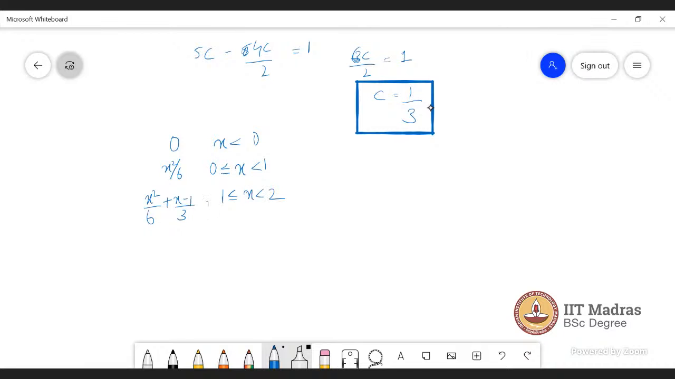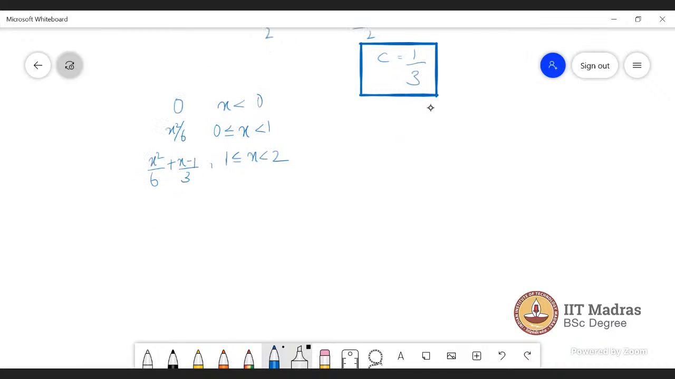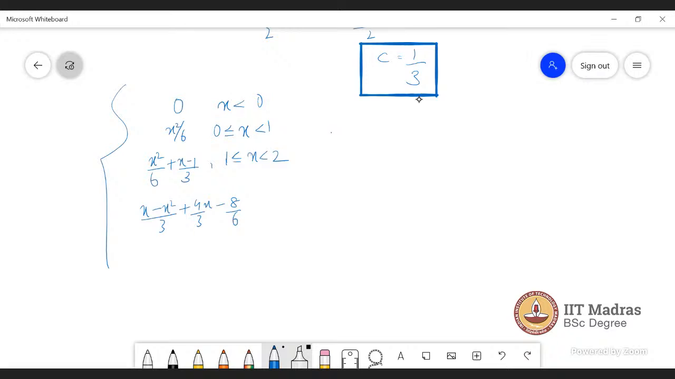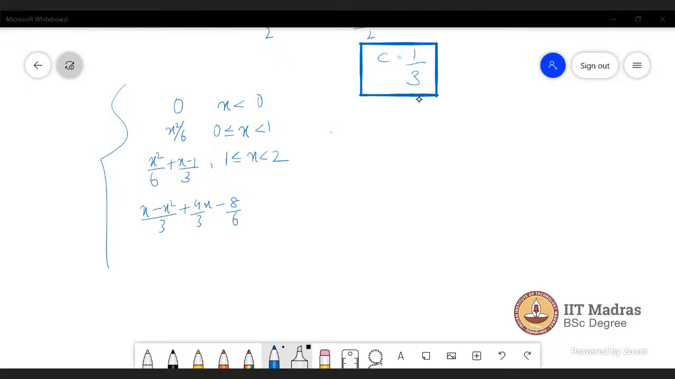And for 2 to 3, it will be minus x square by 3 plus 4 by 3x plus 4 by 3 minus 8 by 6. I didn't solve properly. Yours, the last one, 5x minus 11 by 3. This is somewhere close but not 4x, ma'am. In the last one, 4x by 3. Minus x square by 6 plus 4 by 3x.